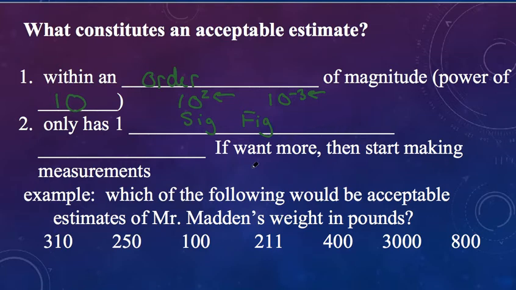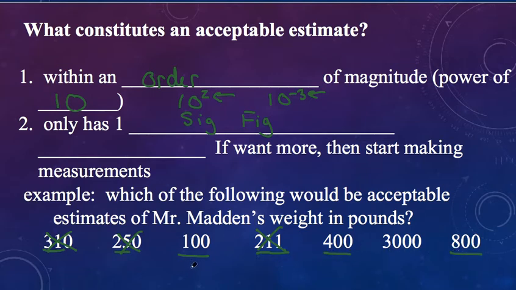So with that being said, what would be an acceptable estimate for my weight in pounds? When I start looking through all these choices, I notice that this first choice right here has 2 sig figs, so that's not an acceptable estimate. Likewise, this one has 2 sig figs. Here we have 3 sig figs, so that can't work. So now we're down to 4 different choices. Well, 100 pounds might be a little low, you might be thinking, and 400 pounds might be a little high, or even 800 pounds.